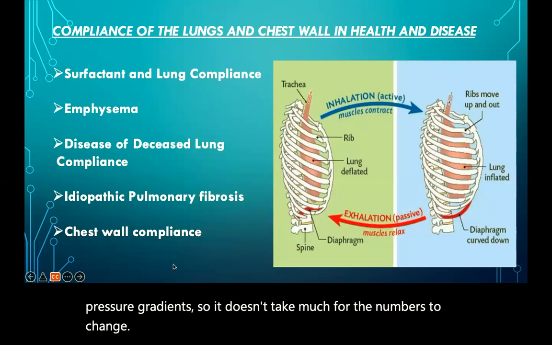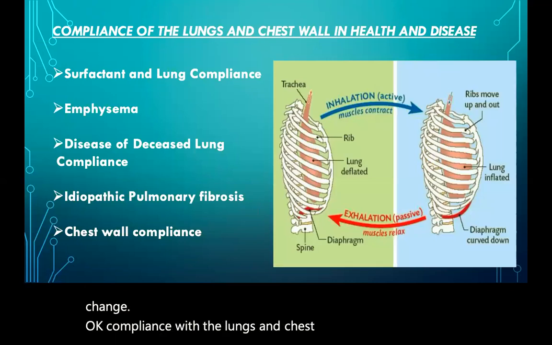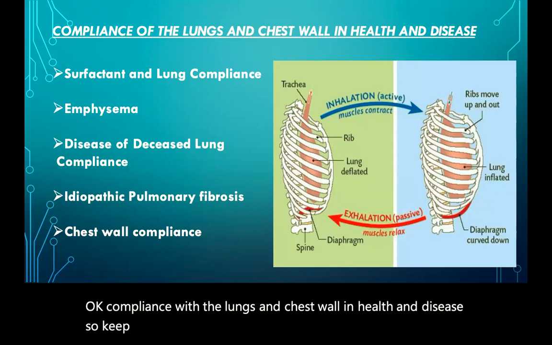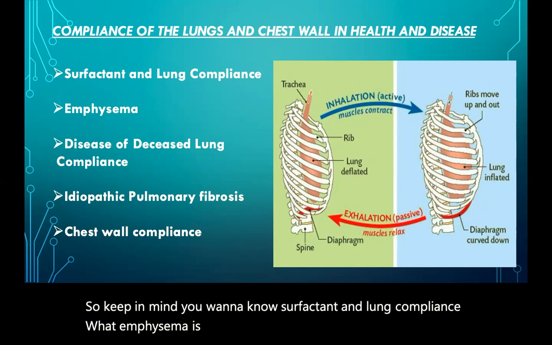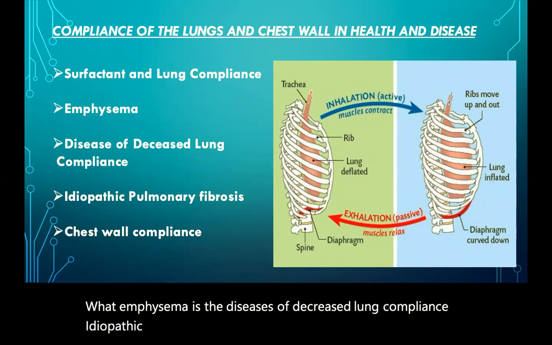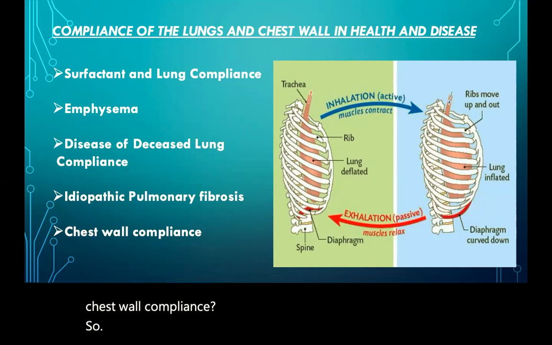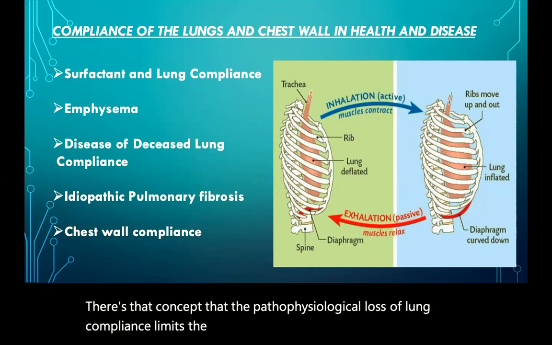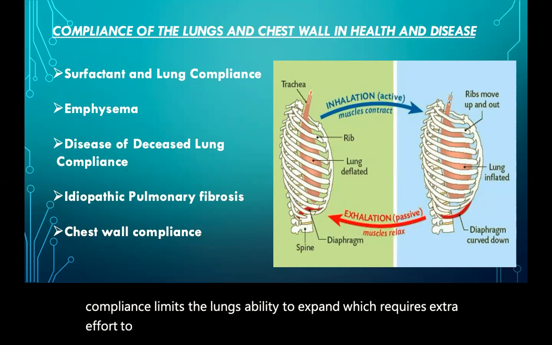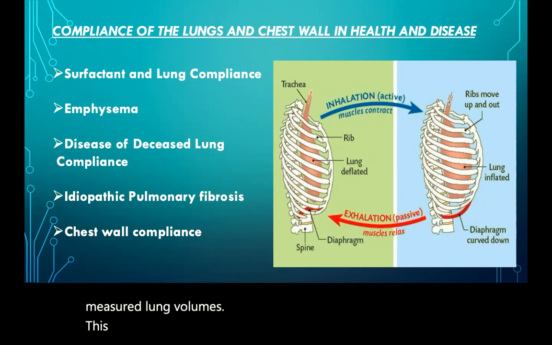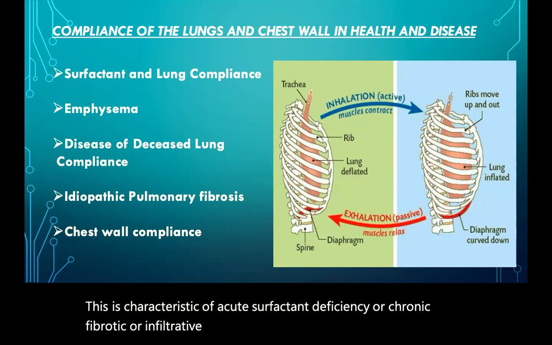Okay, compliance of the lungs and chest wall in health and disease. So keep in mind, you want to know surfactant and lung compliance, what emphysema is, the diseases of decreased lung compliance, idiopathic pulmonary fibrosis, and the concept of chest wall compliance. Okay, so there's that concept that the pathophysiological loss of lung compliance limits the lung's ability to expand, which requires extra effort to inflate the lungs and therefore decreases the measured lung volumes. This is characteristic of acute surfactant deficiency or chronic fibrotic or infiltrative lesions of lung tissue.